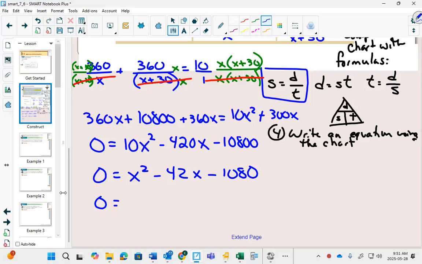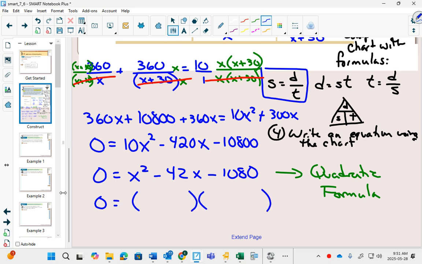Probably not. So most likely, at this point, I would recommend for you guys the quadratic formula. It does factor nice. 60 times 18 is 1,080. And if you made the 60 negative and the 18 positive, you would get answers of x equals 60 and x equals negative 18.